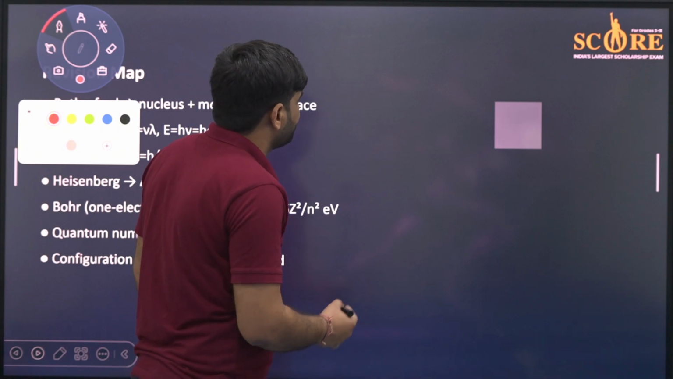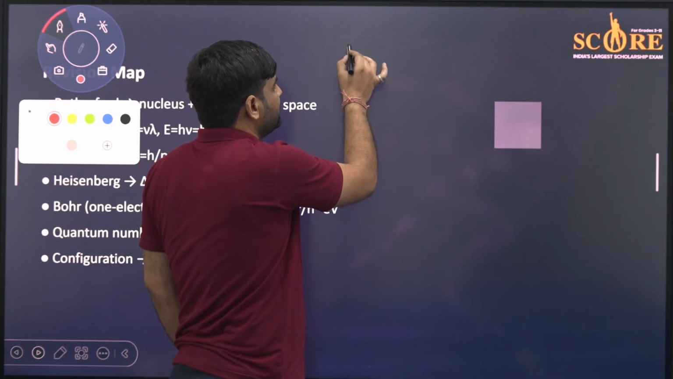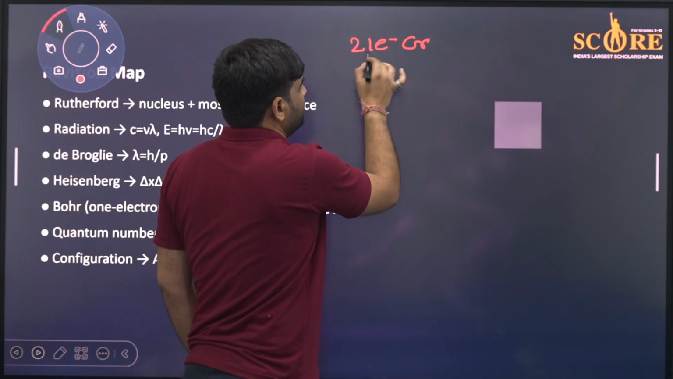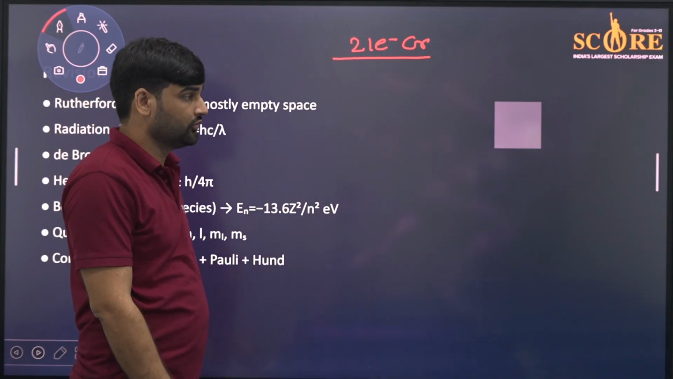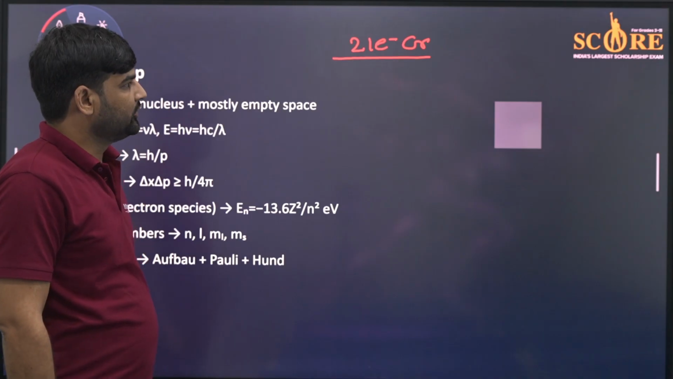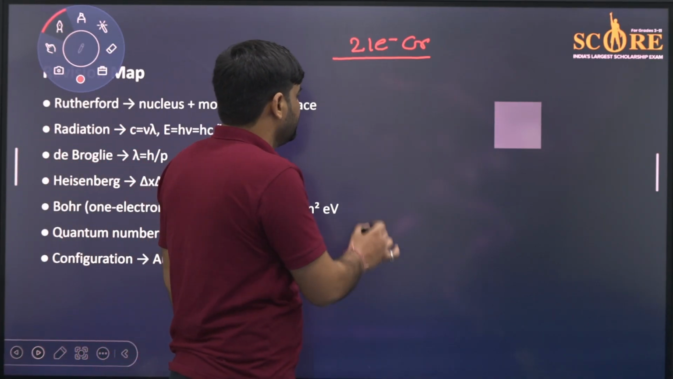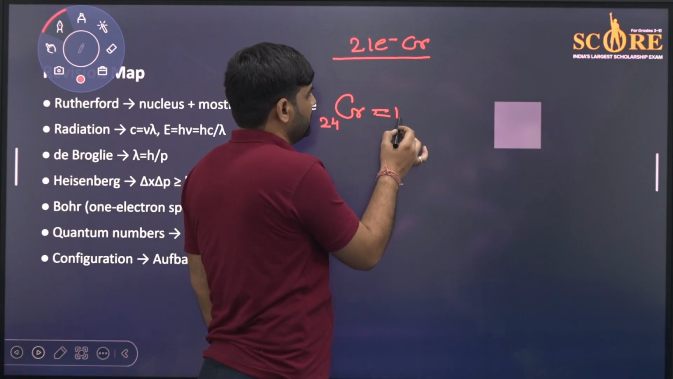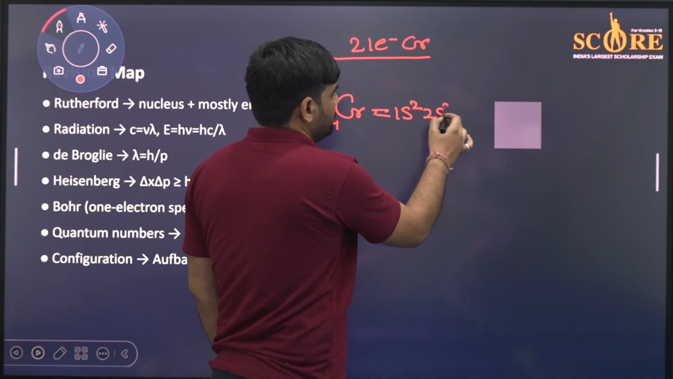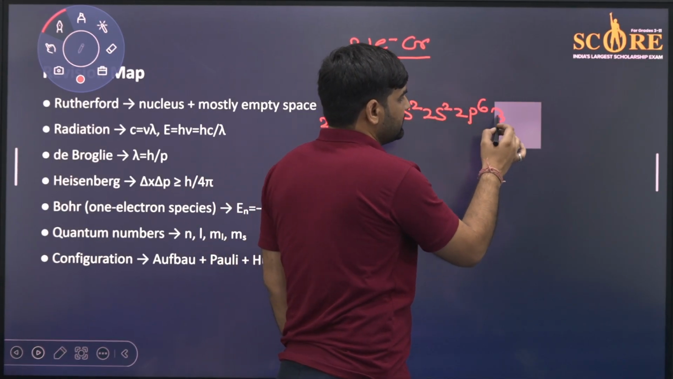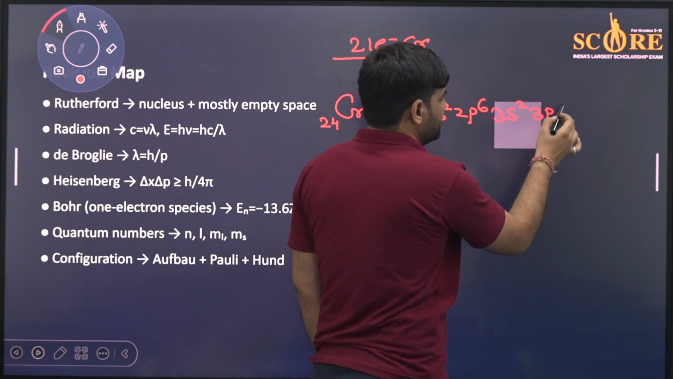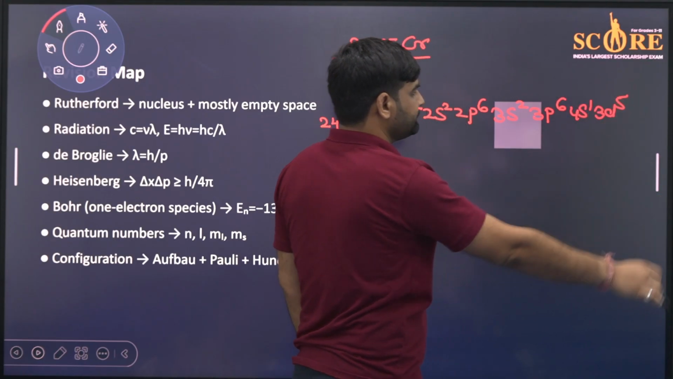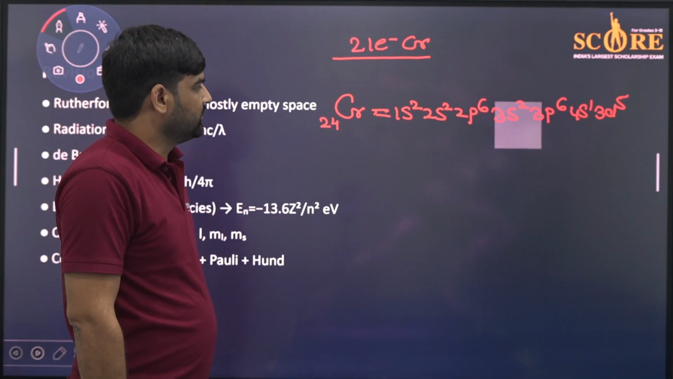Next question is, you have to find the principal quantum number for the 21st electron of chromium. First of all, we have to write the electronic configuration of chromium. You know chromium is 24 and the configuration is 1s2, 2s2, 2p6, 3s2, 3p6, 4s1 and 3d5.